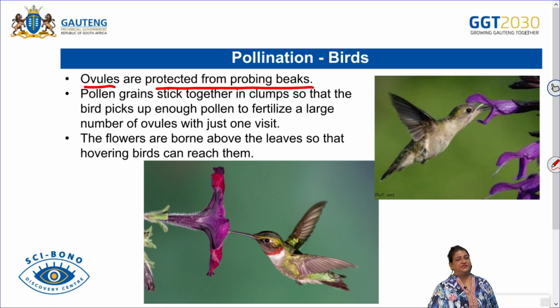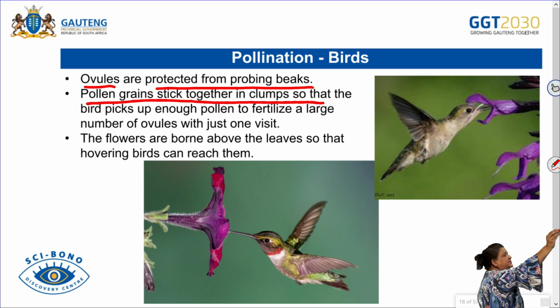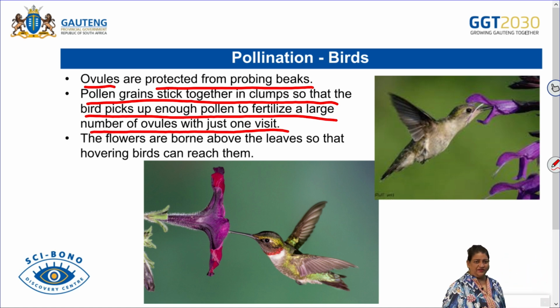So the ovules are protected from the probing beak, meaning the beaks are quite strong, they are quite pointy, so they can damage the ovules. But because the carpel is so thick and fleshy, when the bird is drinking its nectar or getting its pollen, it won't damage the ovules. So the pollen grains stick together in clumps so that the bird picks up enough pollen to fertilize a large number of ovules with just one visit.